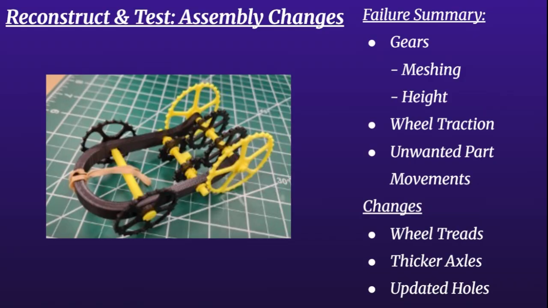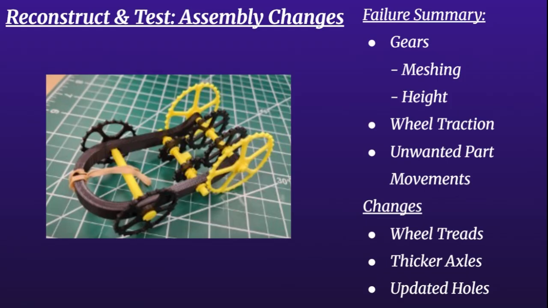Another issue I ran across was the wheel traction. The wheels would spin in place without pushing forward on the ground to propel the vehicle. The last big issue was the movement along the axles and gears. This movement made it very difficult for the gears and axle to align together. Some changes needed to be made.